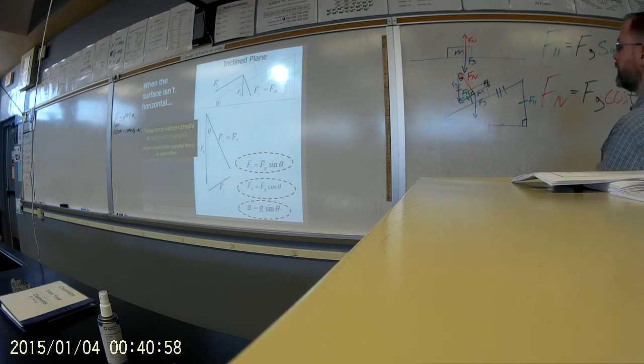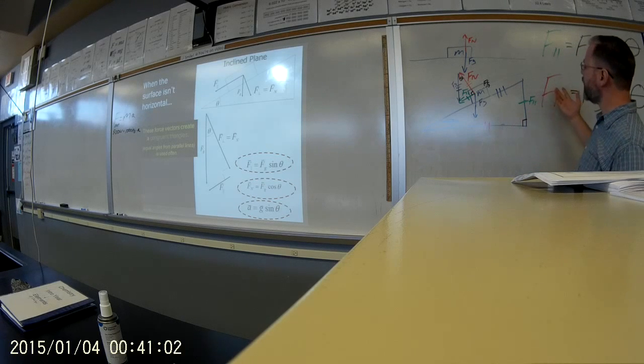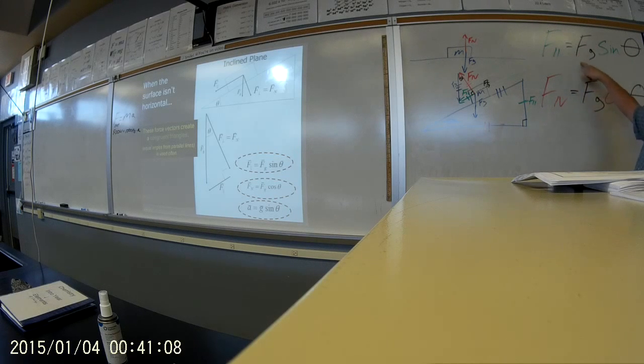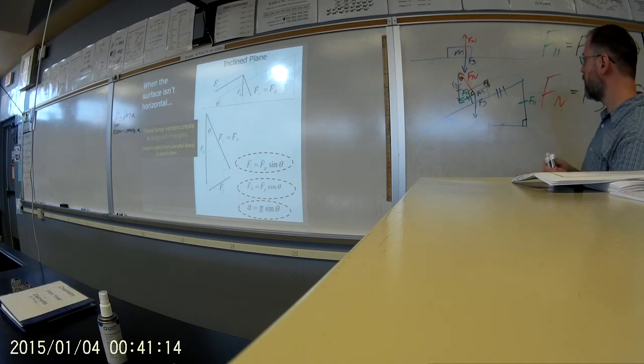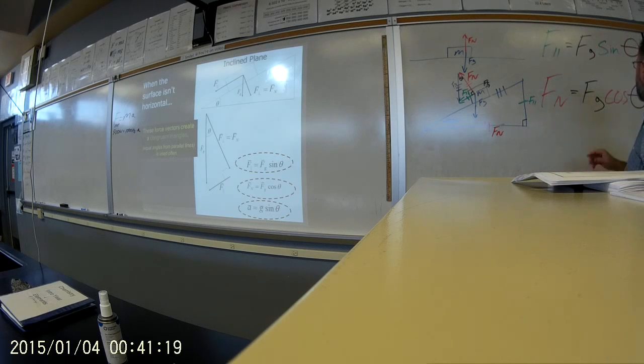It's similar. Okay. So when you look at this, then it goes, oh, this makes perfect sense. The opposite leg is force parallel. Force parallel is hypotenuse sine theta. All right. And the adjacent leg is force normal. Force normal is hypotenuse cosine theta. Make sense? Pretty handy little thing.